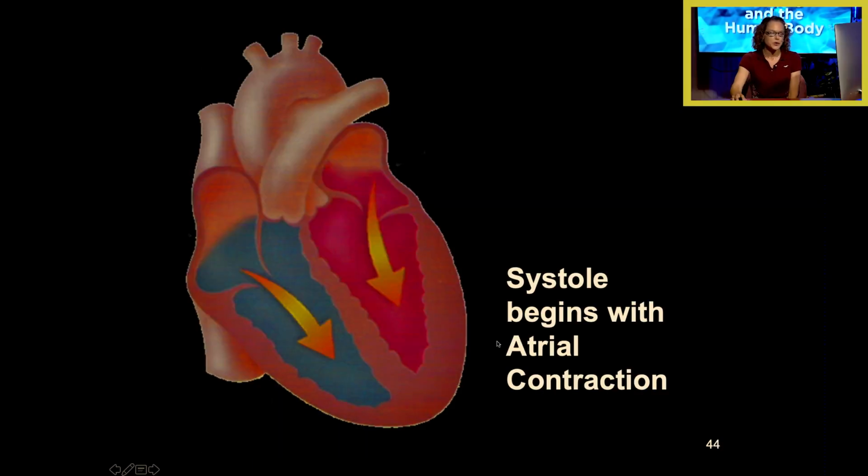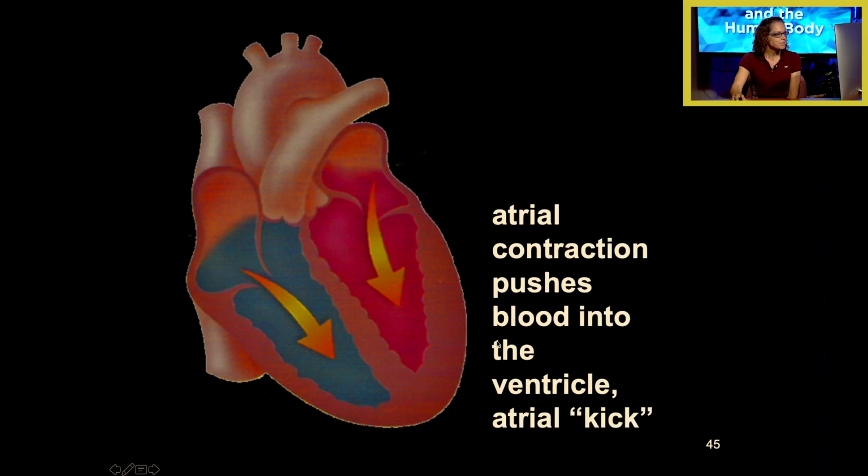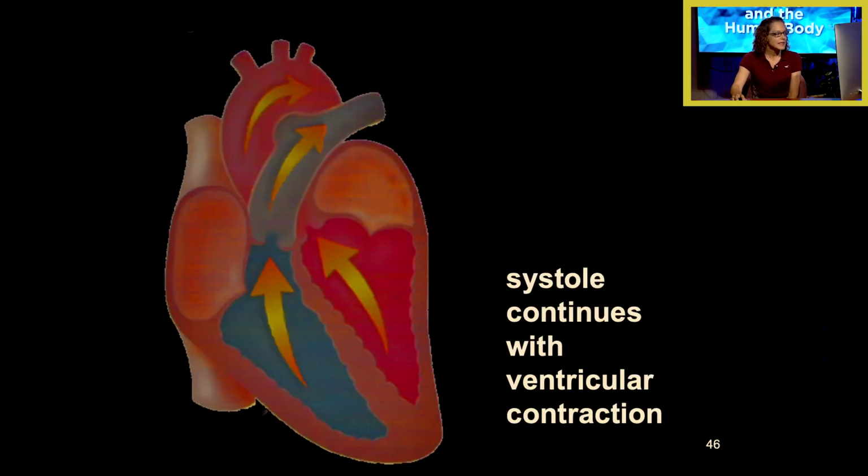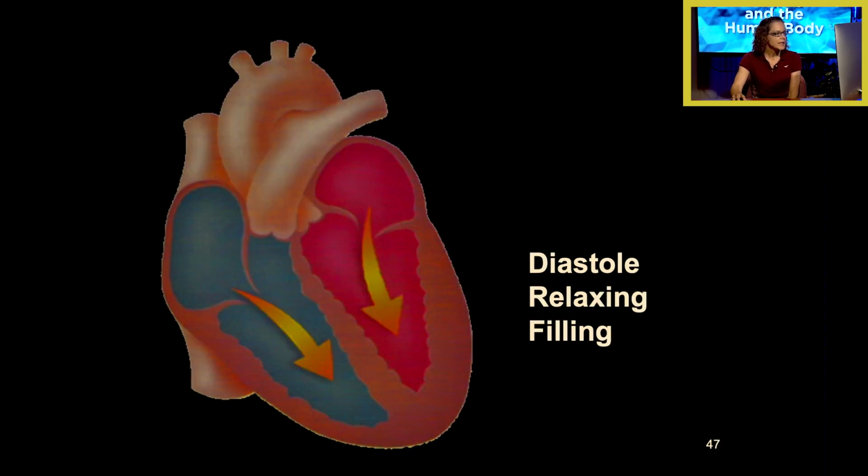Systole begins with atrial contraction. Atrial contraction pushes blood into the ventricle. We call this the atrial kick. Systole continues with ventricular contraction. Diastole is relaxing and filling.